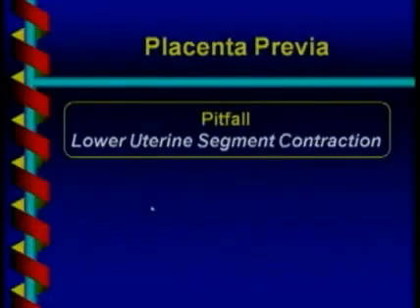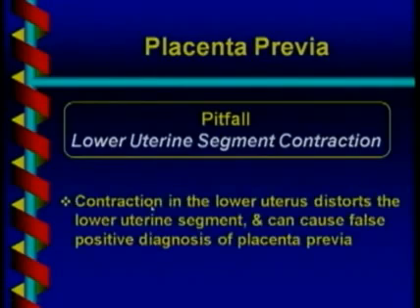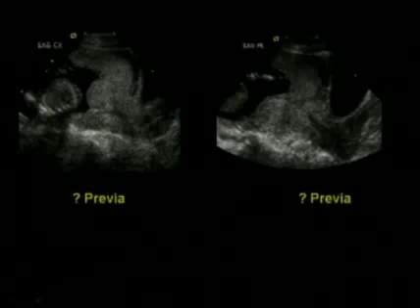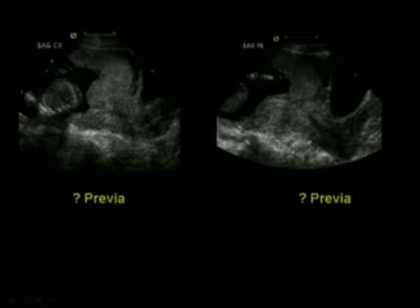Yet another pitfall in diagnosing placenta previa is when there's a lower uterine segment contraction, which distorts the lower uterine segment near the cervix and can cause a false positive diagnosis of placenta previa, as you'll see in a minute on one of these cases. So here are two different pregnancies. They both look quite similar, and at first sight, you would think that you're looking at a placenta previa.